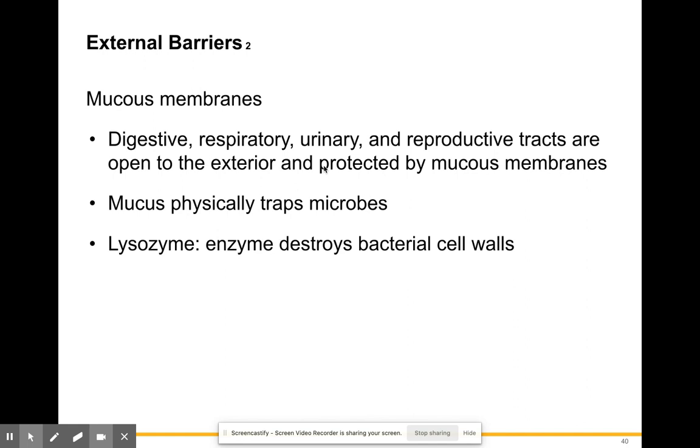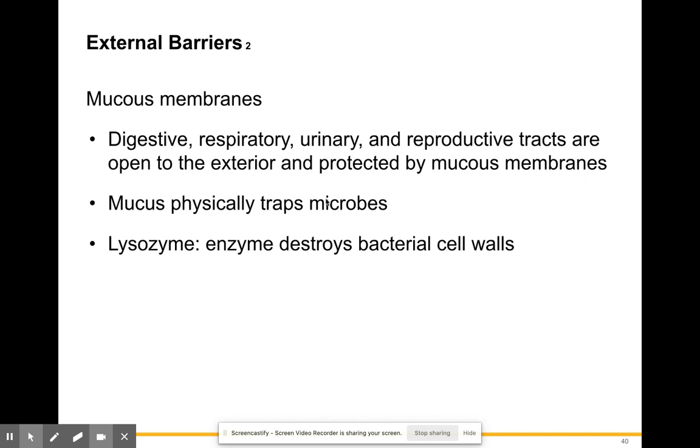The thing that helps protect those membranes is the mucus that's produced by those membranes. What the mucus does is physically trap microbes. It's kind of like flypaper. Flypaper is basically tape with glue on it, right? You put it down and a fly lands on it and it can't get off, and then the fly ends up dying. That's what happens with your mucus.